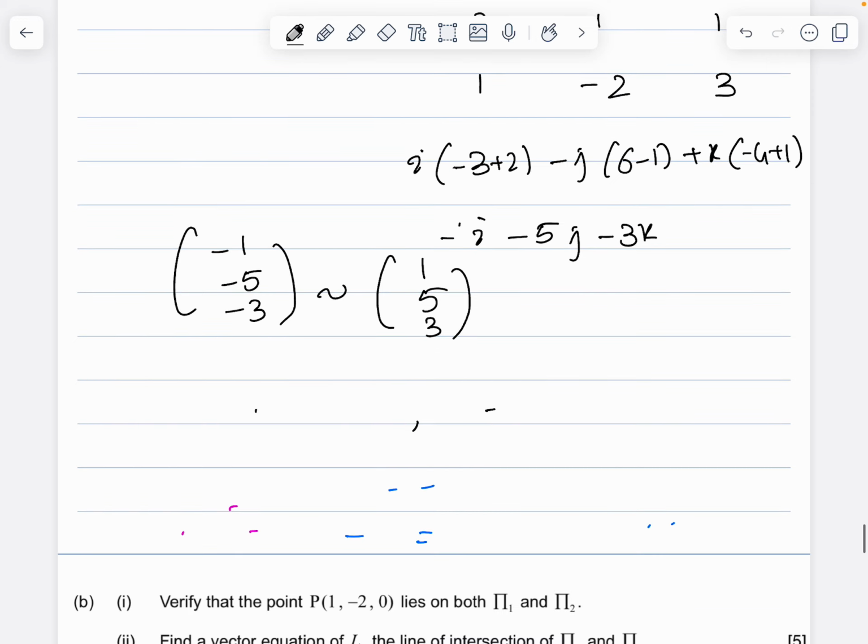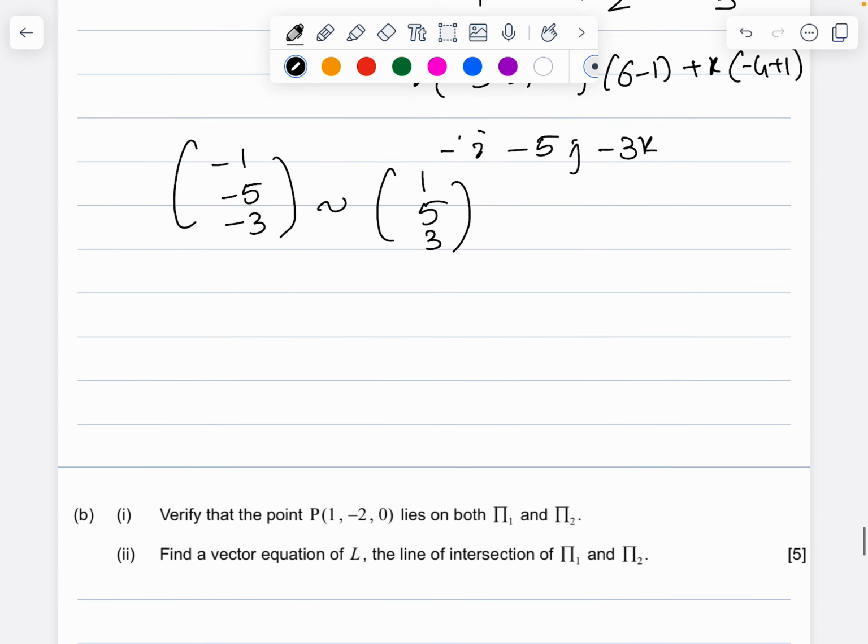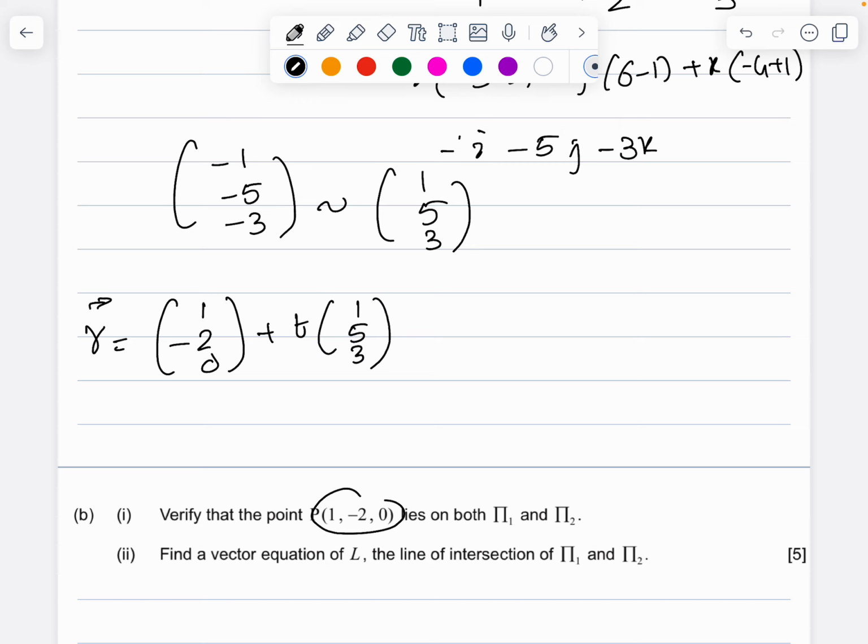So equation of a line. I am going to find the equation of the line of intersection of pi 1 and pi 2. We know from part B that 1, minus 2, 0 is a point. So the equation of that line will be 1, negative 2, 0 plus t times 1, 5, 3. Then I'm going to find any point on line L. So it is 1 plus t, comma, minus 2 plus 5t, comma, 3t.